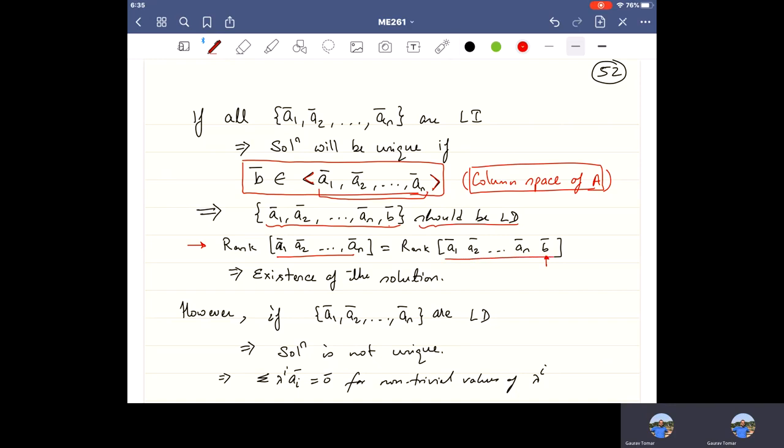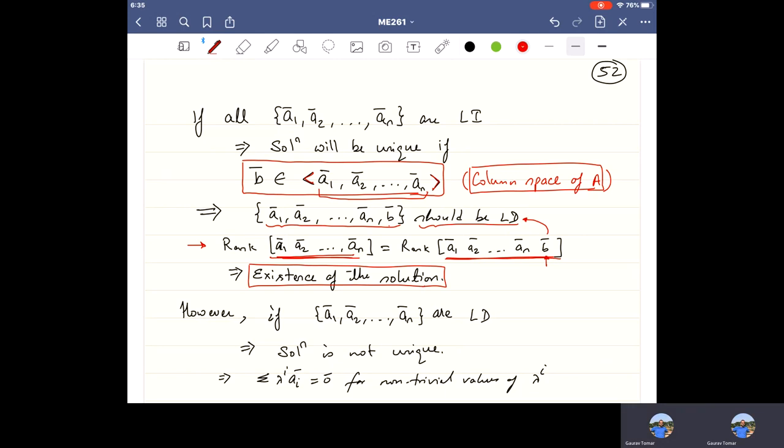The rank has to be the same. Okay, that means the range of this matrix has to be the same as the range of this matrix. In another way, we are saying that B, when added, should be linearly dependent on the vectors A1 to AN, and that defines our existence of the solution. That's when the solution would exist.